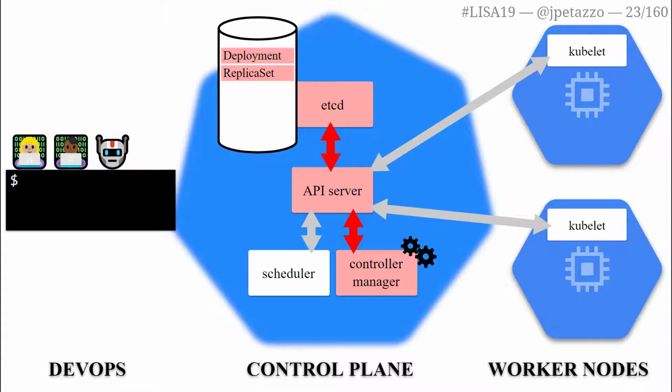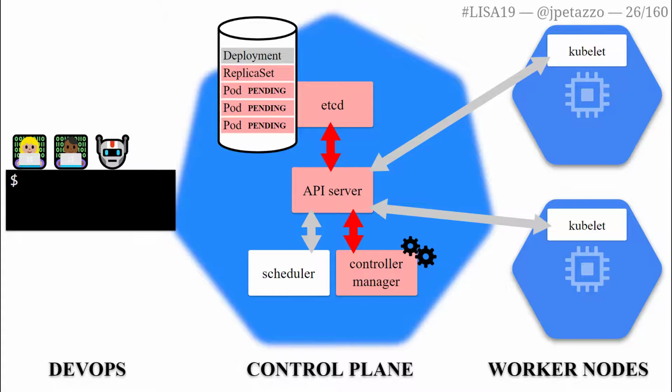Next, the controller manager sees the replica set and asks the API server to create pods. The API server says, hey etcd, create pods, and etcd creates a pod and marks its state as pending. Till now we saw that there is a communication between the API server, etcd and the controller manager. Next comes the task of the scheduler.